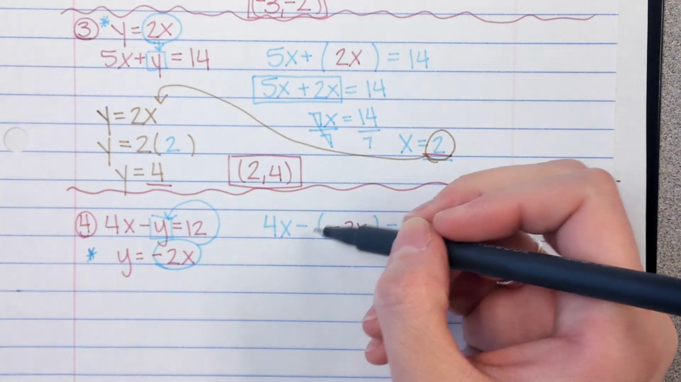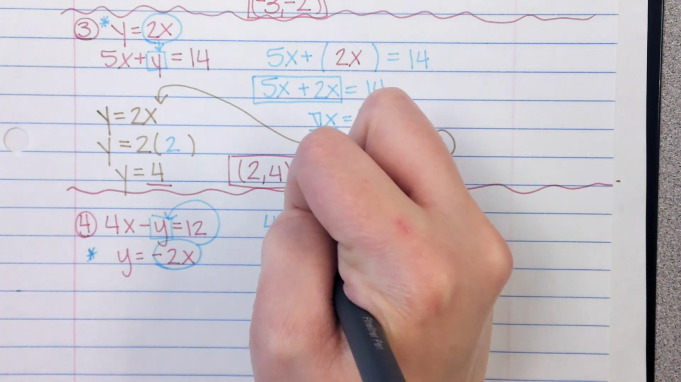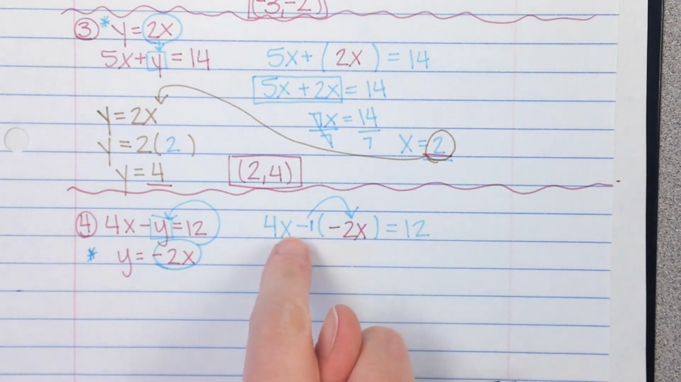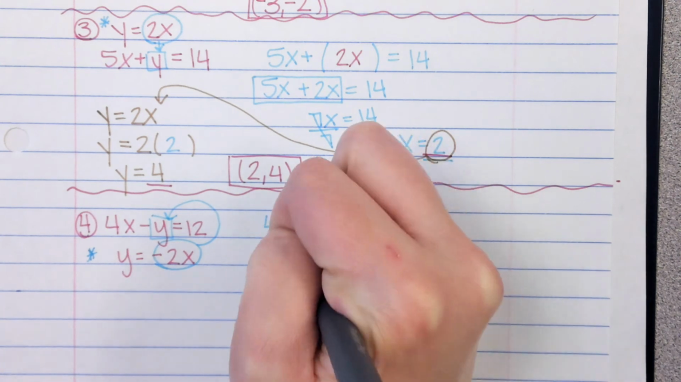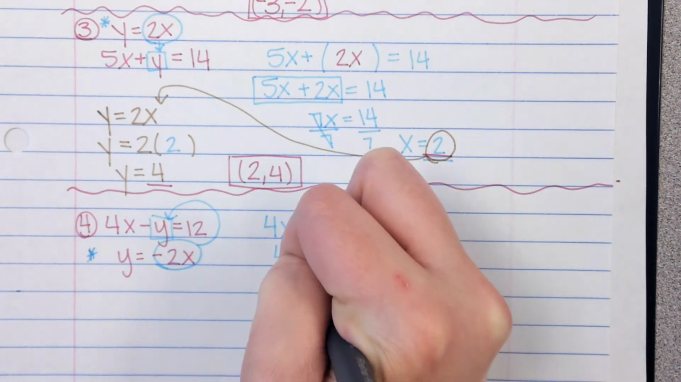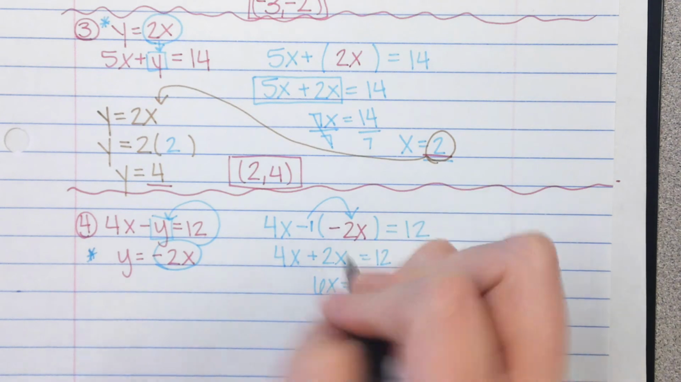Now, I need to simplify. So what's understood to be on the outside of these parentheses? That's right, a negative 1. So let's distribute that or multiply that. Negative 1 times negative 2x makes positive 2x. Bring down your 4x equals 12. That gives you 6x equals 12. So x equals 2. Good.